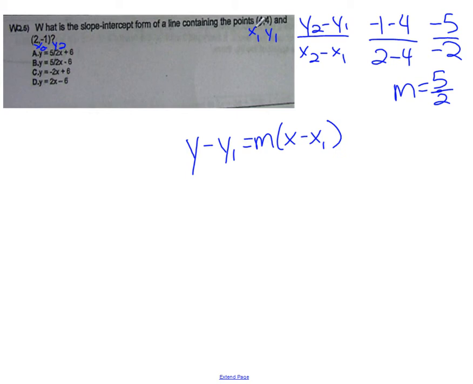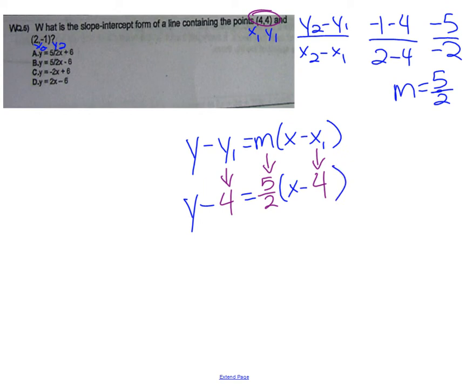Not this specific one. Alright, so let's use (4, 4), since there's no negatives. And we can't make a mistake since they're the same number, so we can say y1 is going to be 4. x1 is also going to be 4. Our slope is 5/2. Everything else gets to stay the same. So y minus 4 equals 5/2 times x minus 4.